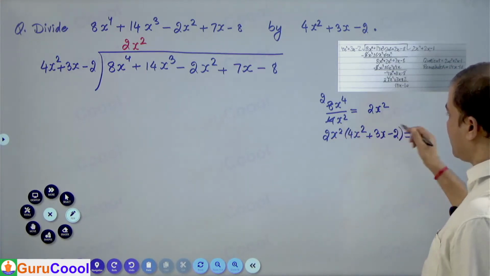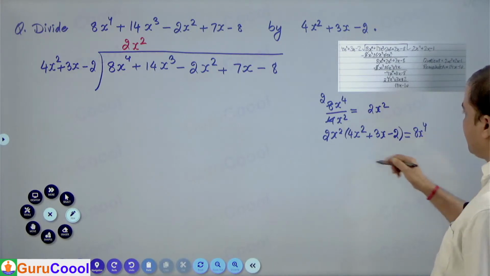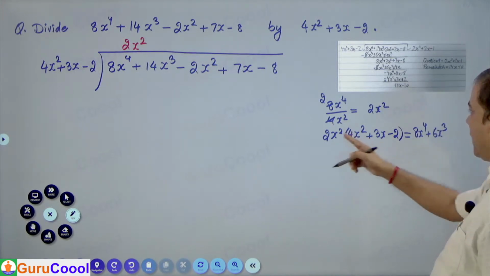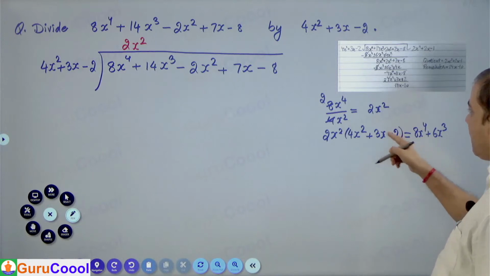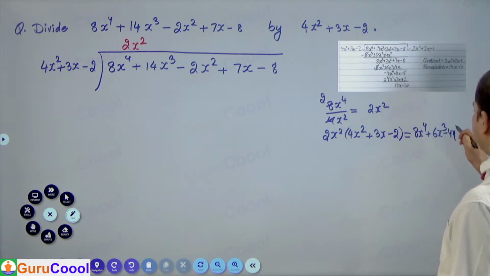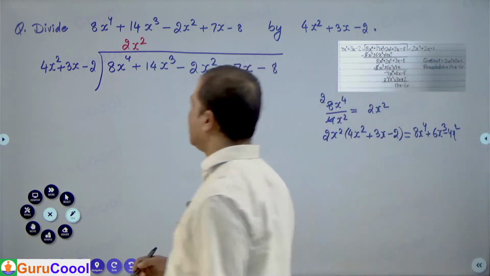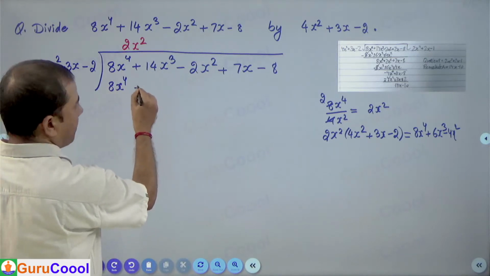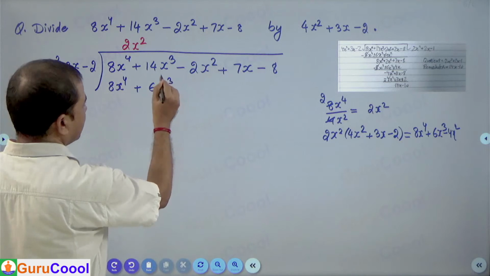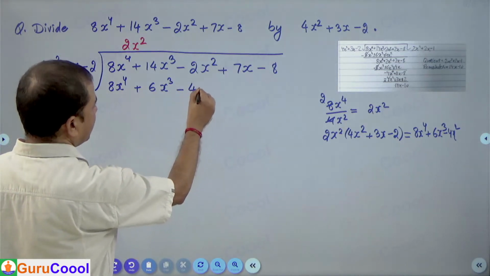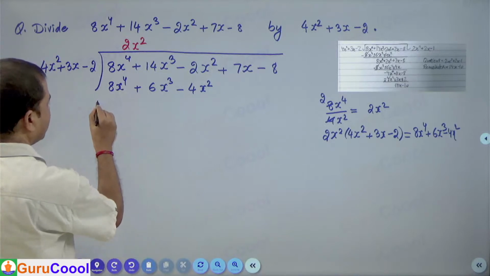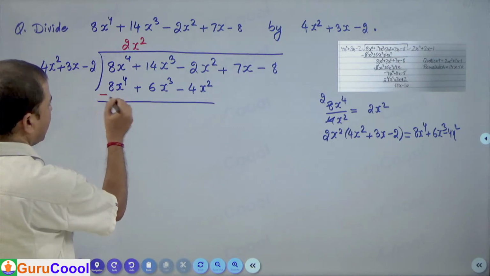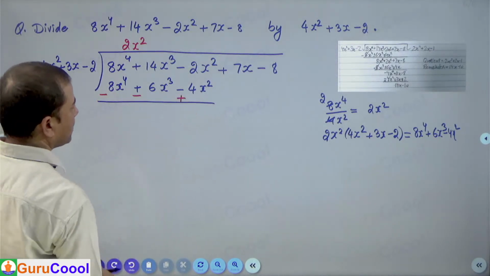2x square into 4x square is 8x power 4. 2x square into 3x is 6x cubed, and then 2x square into minus 2 is minus 4x square. Let's write it below the dividend: 8x power 4 plus 6x cube minus 4x square. Let's change the sign. Negative, negative, and it becomes positive.